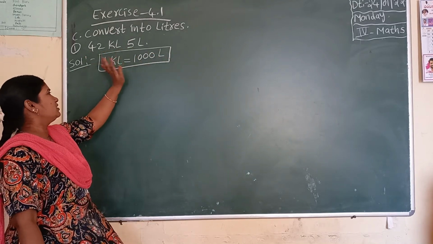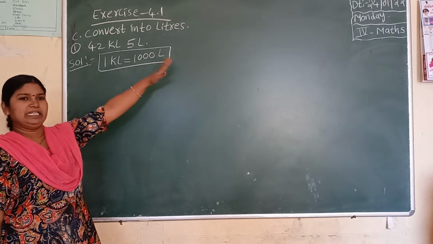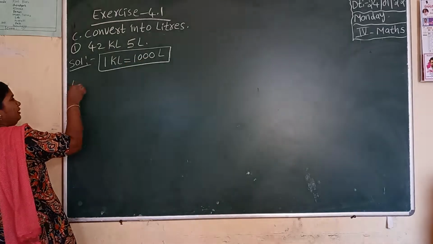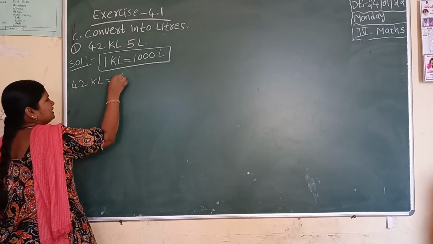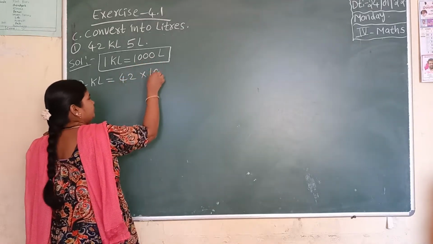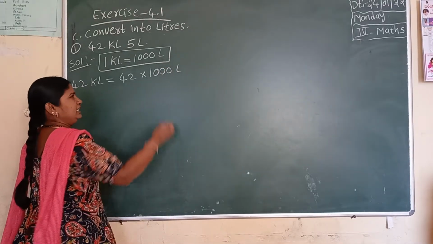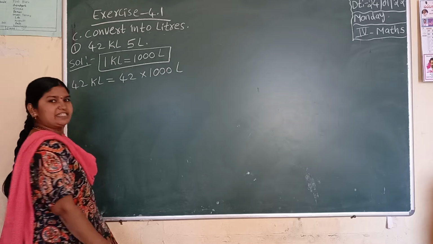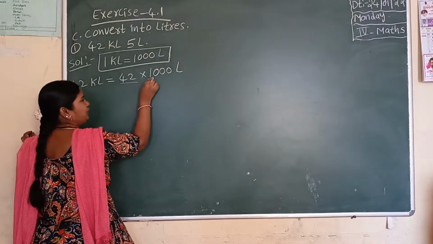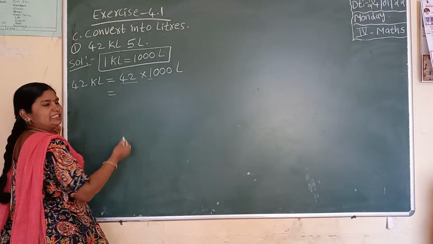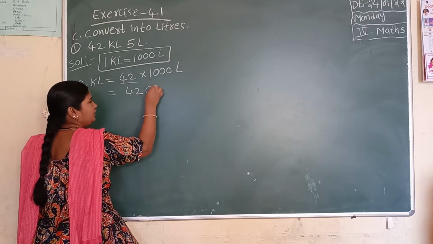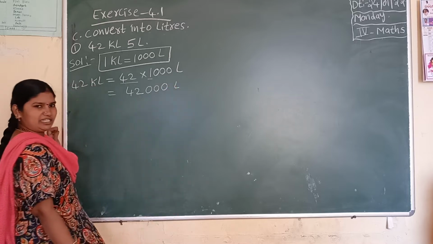42 kiloliters. 1 kiloliter is equal to 1000 liters. First convert the 42 kiloliters into liters. Converting 42 kiloliters into liters means multiply with 1000 liters. It is capital L. L is nothing but liters. The standard unit for capacity is liters. Multiply 42 into 1. Directly I am doing multiplication. 42 ones are 42. How many zeros remaining? 1, 2, 3. Liters. Compulsory, mention the units.